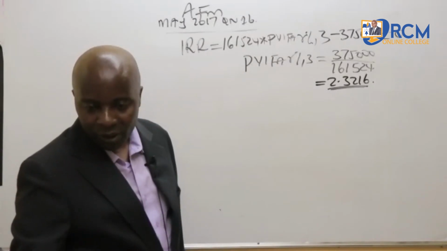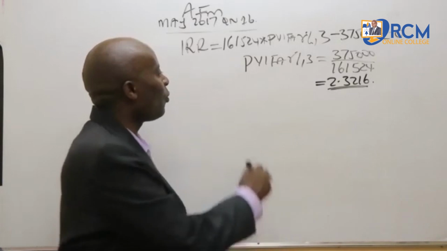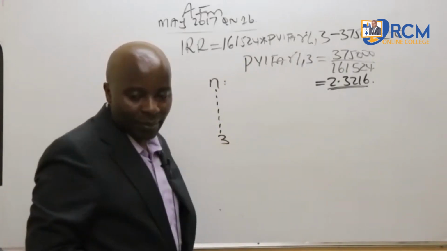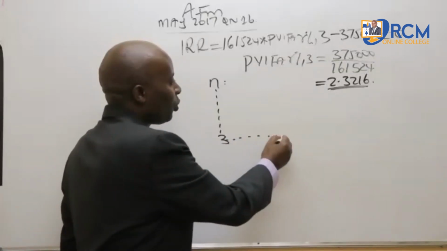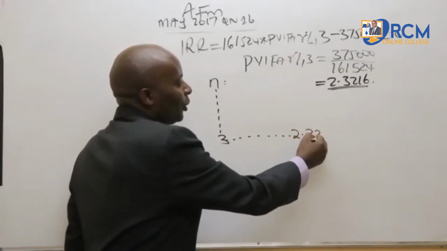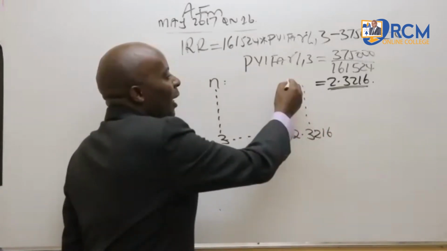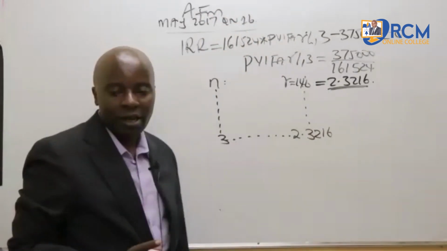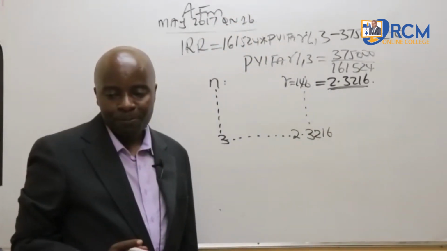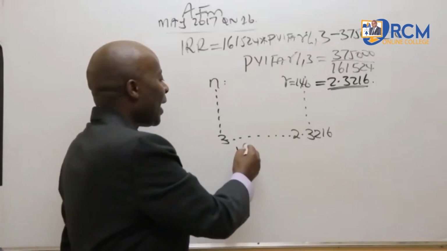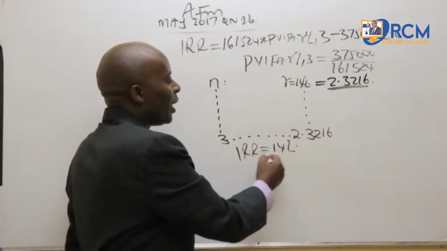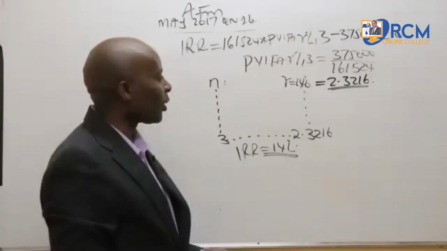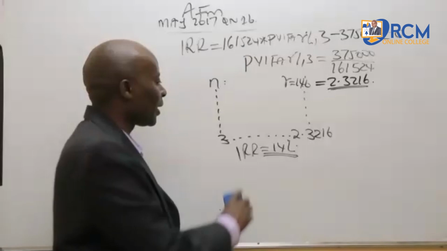Ladies and gentlemen, my work today will simply be to look for where I'm able to see my N. Number of years is 3. I'll want to work along this row of 3 up to the point where I see 2.3216. Up here, I should be able to read the rate of return, which somebody long time ago told me is 14%. So our IRR should be equal to 14%.